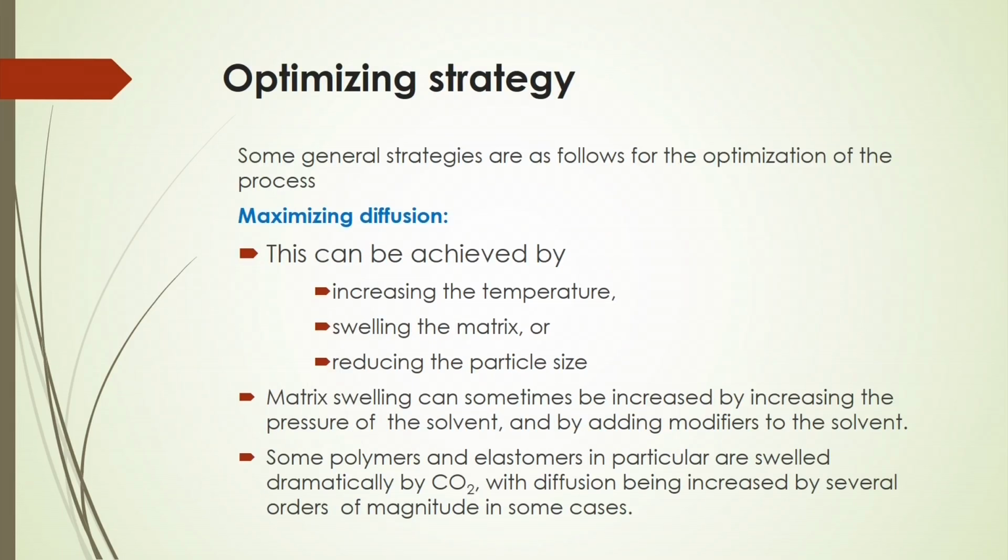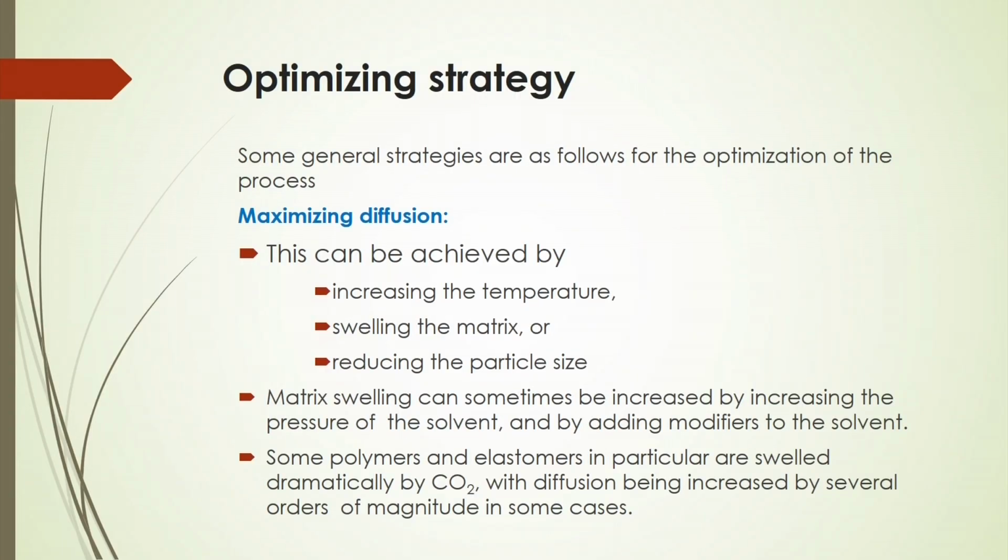Now, you have to think about the optimization of this supercritical extraction by carbon dioxide gas. In that case, you have to know some strategy for it. What should be the maximizing condition of that extraction process? So, some general strategies for the optimization of the process are as follows, like maximizing diffusion. How can it be done? This can be done by increasing the temperature, swelling the matrix, or reducing the particle size.